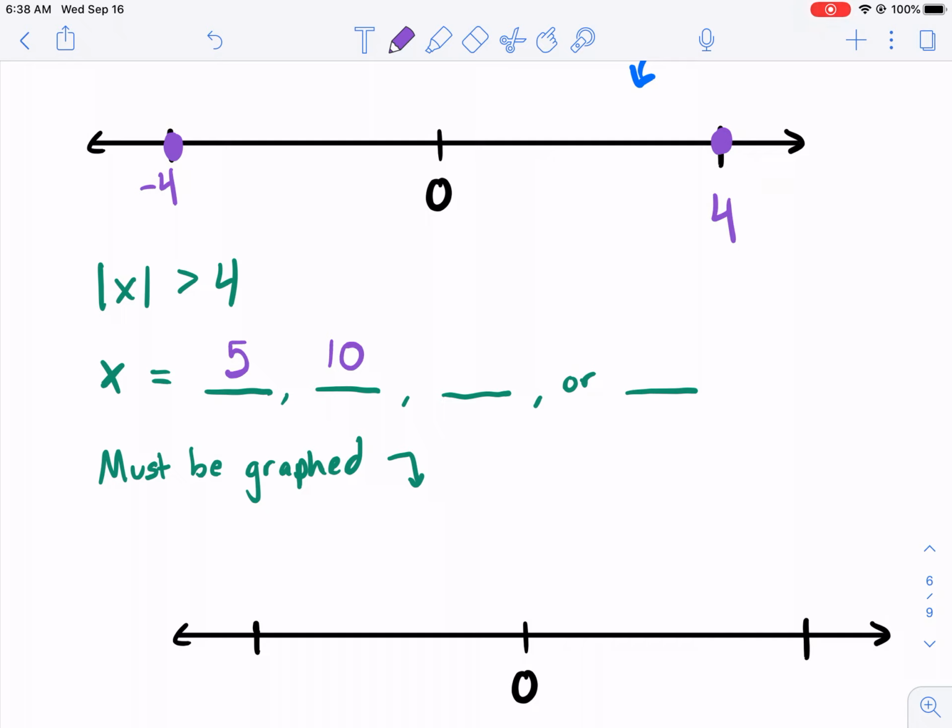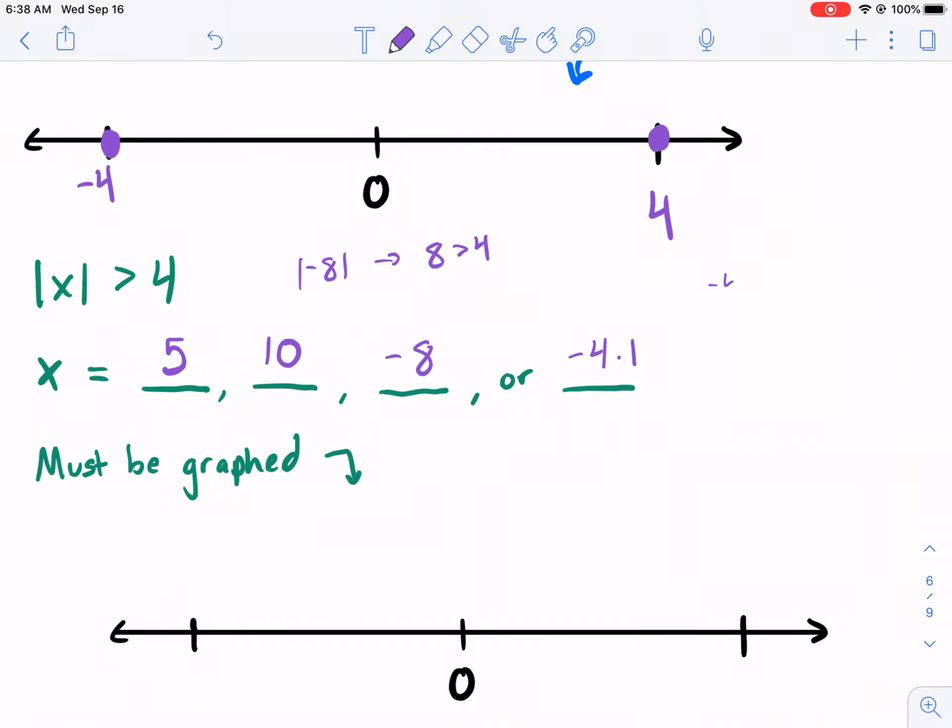But what about some negative numbers? Can we pick -8? Yes, we can, because if we did the absolute value of -8, we would get +8, and +8 is bigger than 4, so that is a true statement. What about -4.1? Would that give us a true statement? And the answer is yes. If we put in -4.1, it becomes 4.1 after you put it in the absolute value. That is bigger than 4.